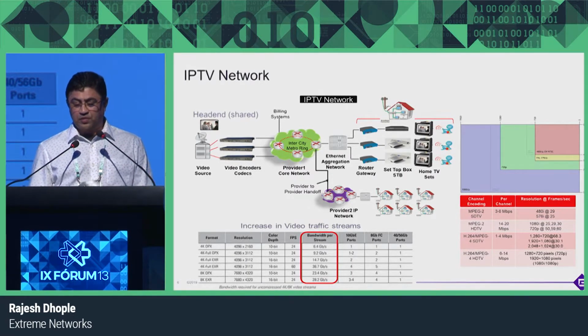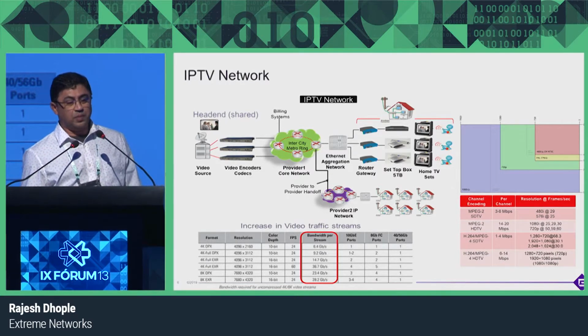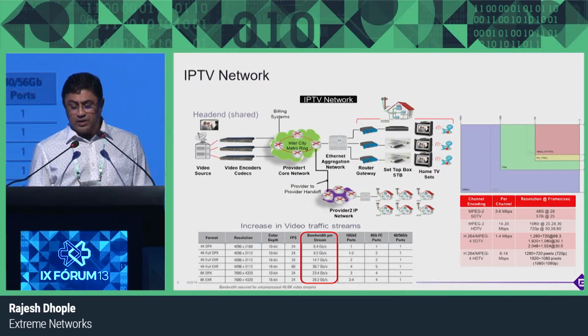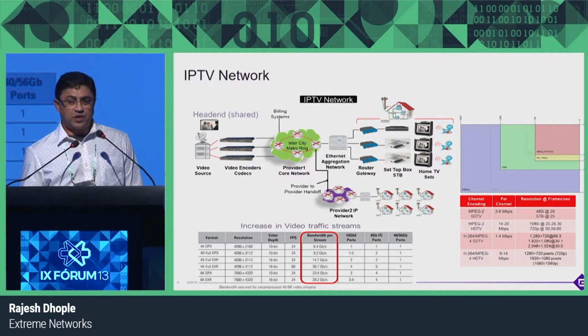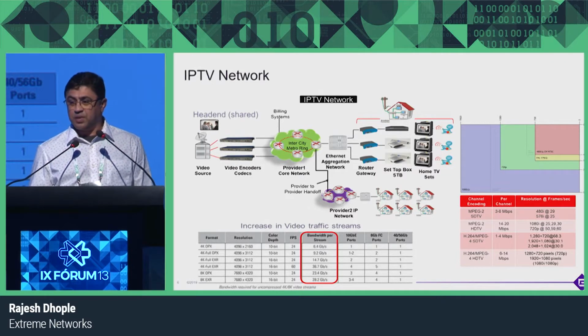Now let's take a look at what happens in a specific IPTV network. Usually there are multiple rings, there is a head end. Most of the cost on an IPTV network or triple play network is in the head end. So people usually tend to share that head end. If you look at standard TV services, about 250 channels, a mix of standard versus high definition, that's about 2.9 gigs for 250 channels.